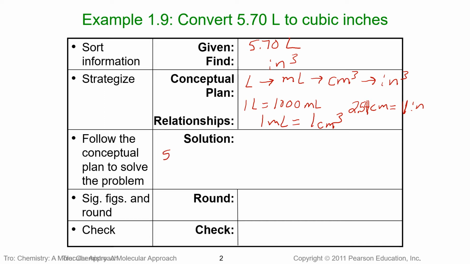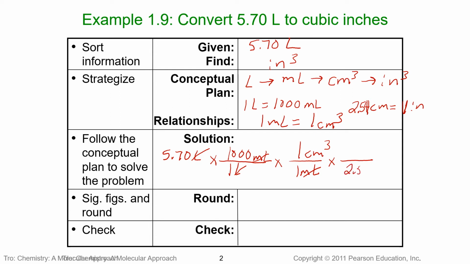We're going to start with 5.7 liters. We want the liters to cancel, so we're going to put the 1 liter on the bottom, 1,000 milliliters on top. We want the milliliters to cancel, so we're going to put that on the bottom, 1 cubic centimeter on top. And now, because it's cubic, we're going to have to use 3 of these conversion factors, the centimeters to inches, in order to cancel that cubic unit.